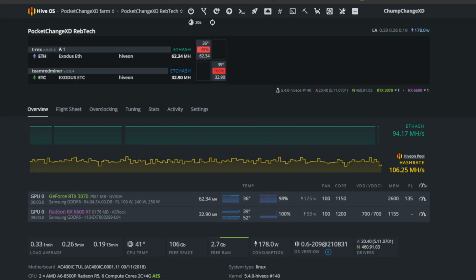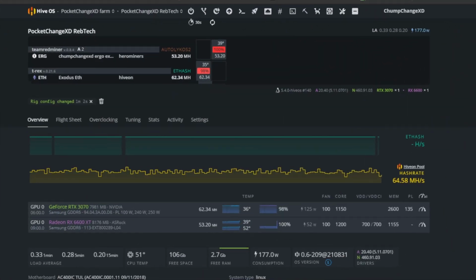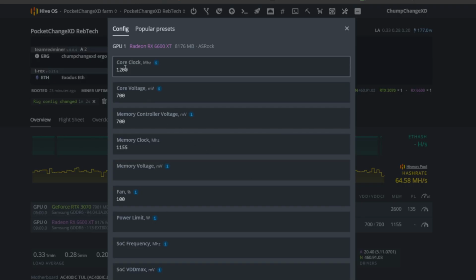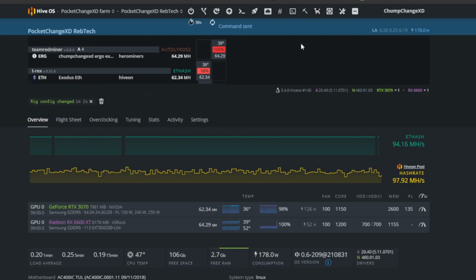Let's get over to ERGO. We're gonna try it with the same clocks. I might have to mess with the core voltage and stuff, but let's just see. We'll try to keep everything the same. All right, so right here, we have the same clocks. Again, 1200, 700, 700, and 1155. What I'm gonna do here is mess with the memory controller voltage and the core clock. So I'm gonna change the core to 1500, because that's what we had in the Sapphire Pulse. And I'm gonna change the memory controller voltage to 850, because that's also what we had on the Sapphire Pulse. We will apply those changes.